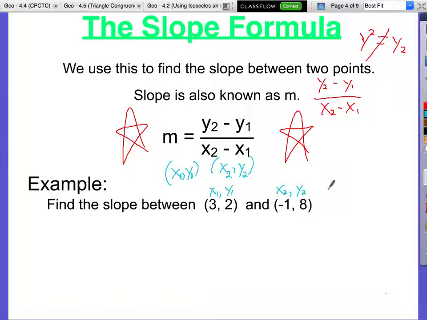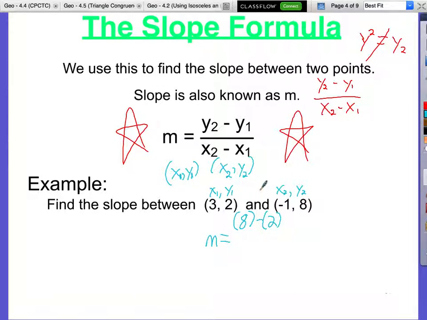So now we need to set this up. We need to plug these into this. So m, our slope, is equal to y2 minus y1. Well, what's our y2? 8. So we'll put in 8. If you recall, as I plug in, I put them in parentheses. And what's y1? 2. So we're doing 8 minus 2 on the top of the fraction.